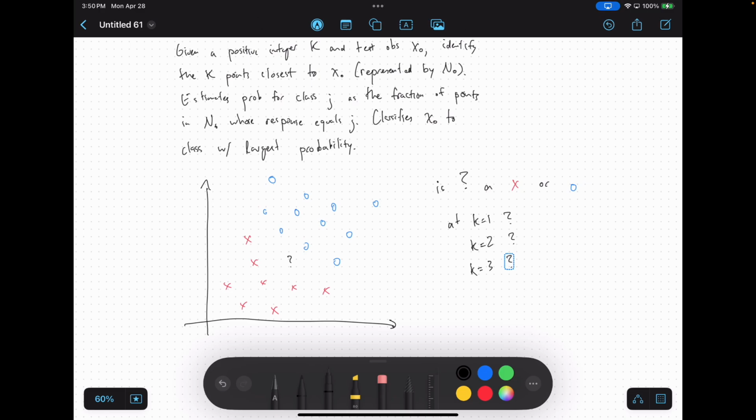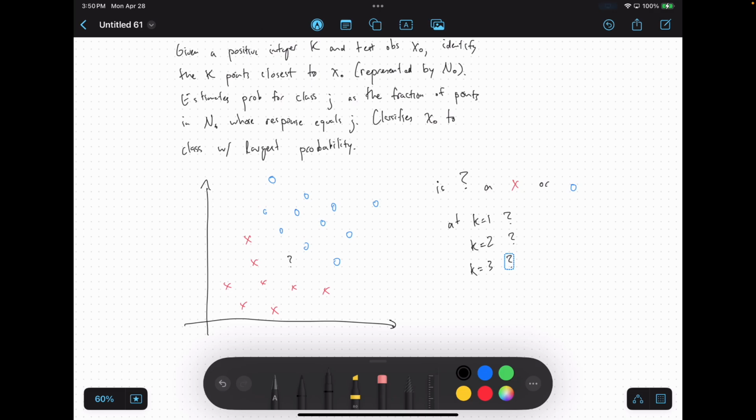Okay, so I'm right here, and let's say K equals 5, it's a red X. K equals 10, still a red X, but K equals, how many was it, 20? What would it be? It would be an O, and it would be an O anywhere in here.